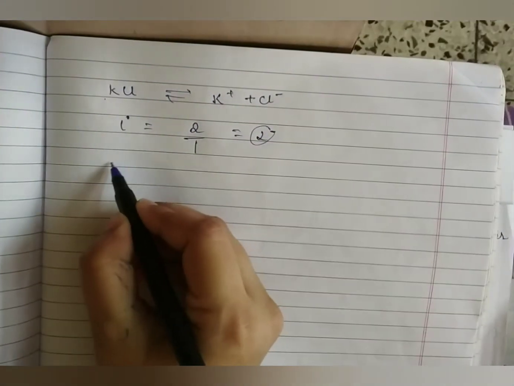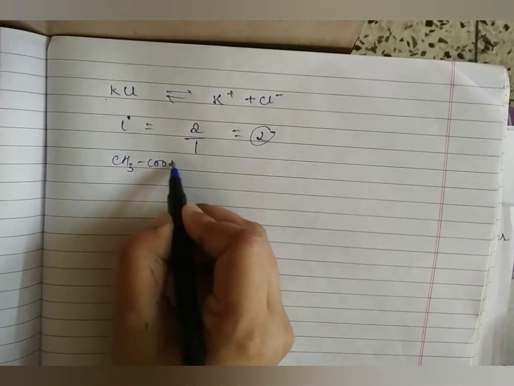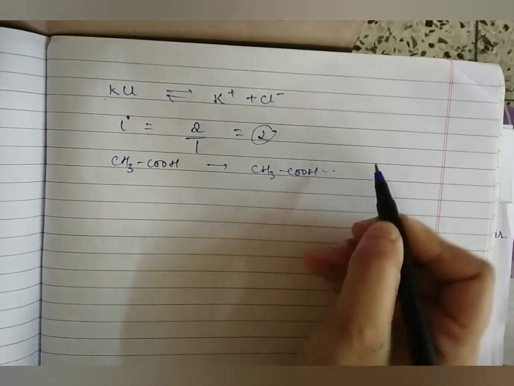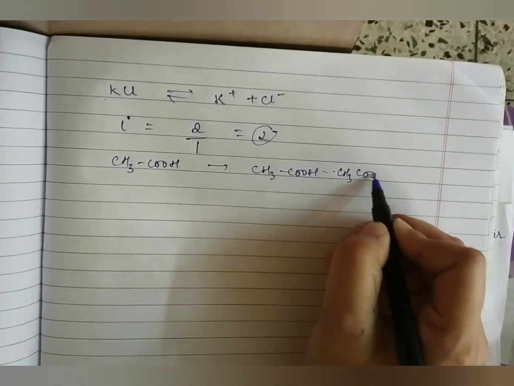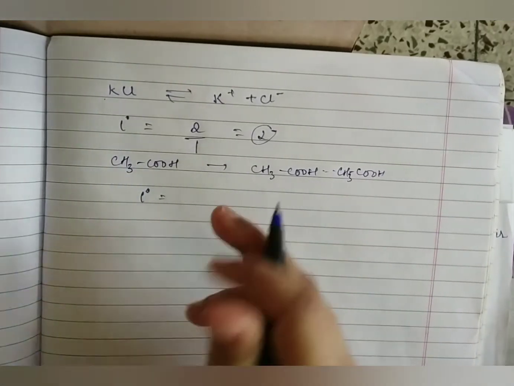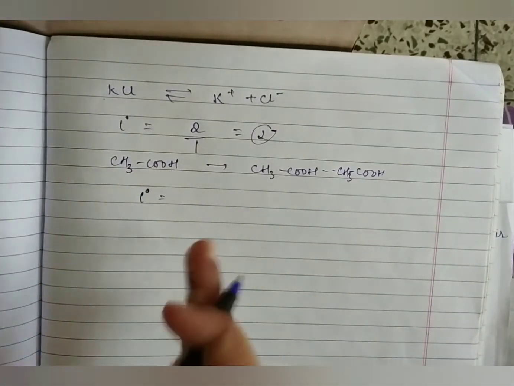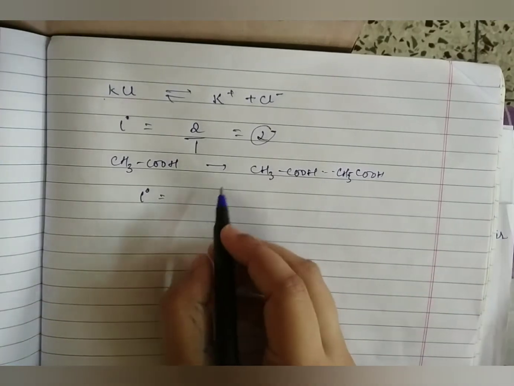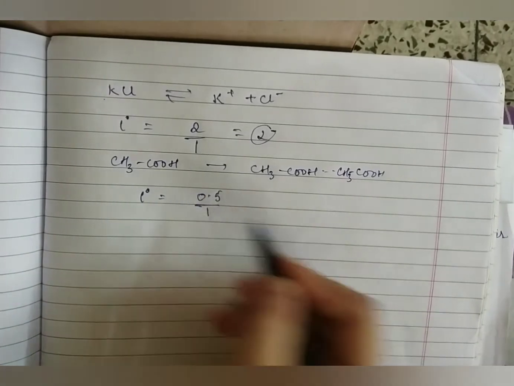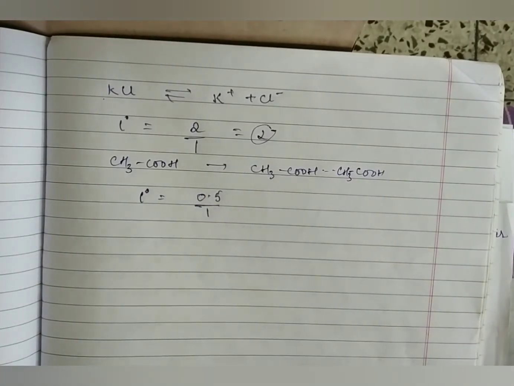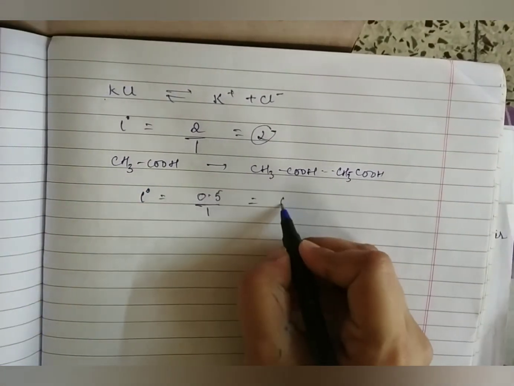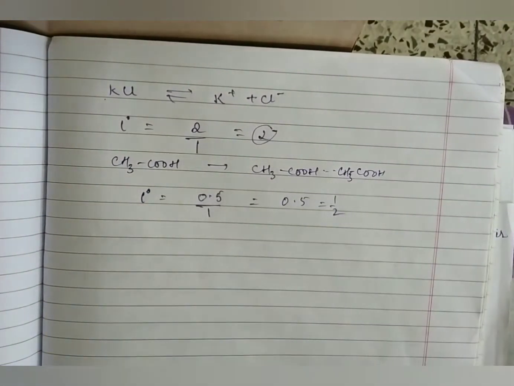Similarly, in case of acetic acid, due to dimer formation, association is taking place. The total number of particles after association is 0.5 and before association it was 1. So here the Van 't Hoff factor will be 0.5 or half.